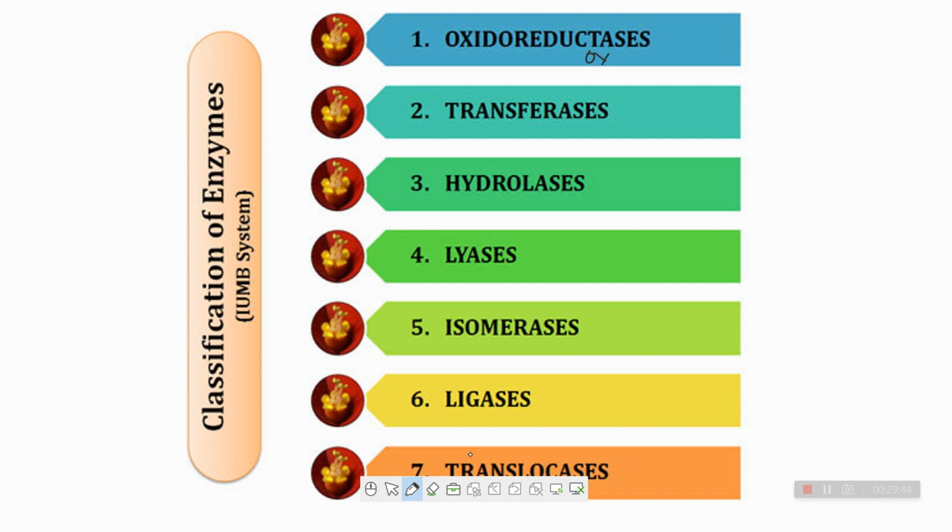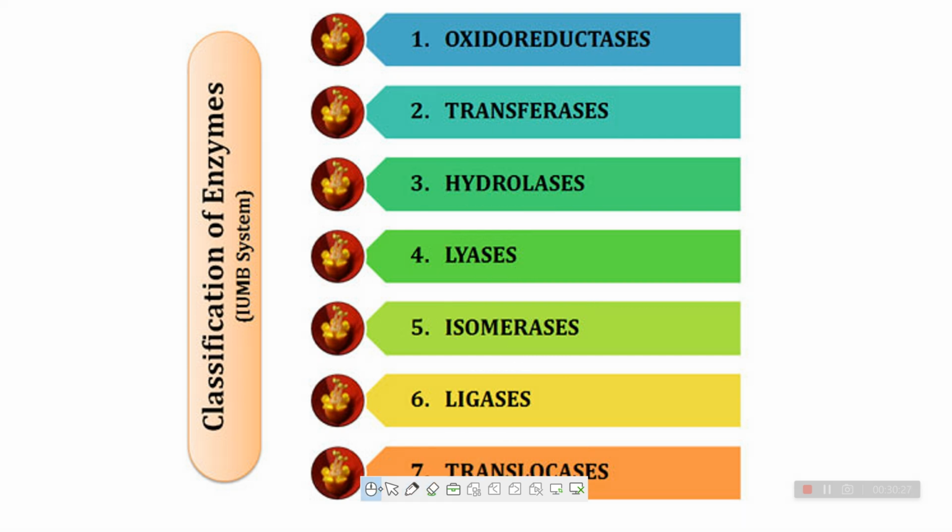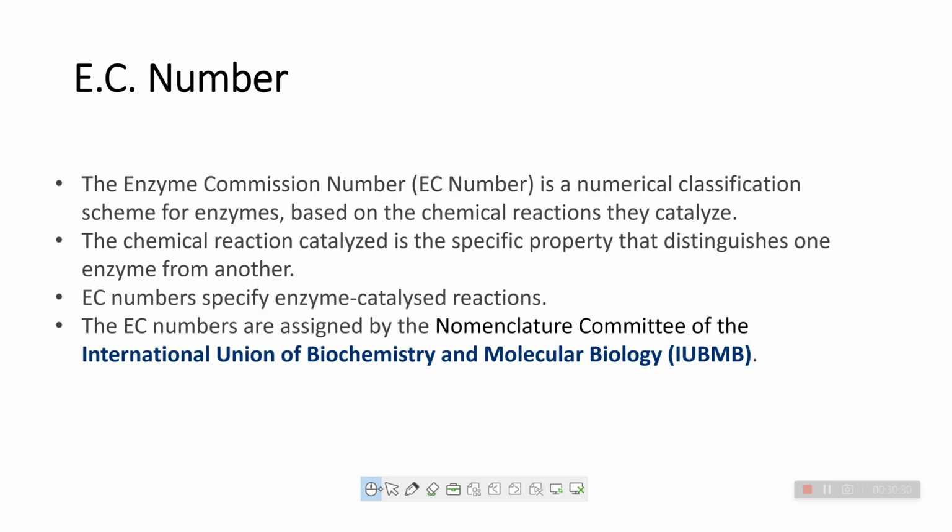Oxidoreductase means oxidation and reduction: enzymes which help in oxidation-reduction reactions. Transferase means the enzyme helps in the transfer of one substrate to another substrate. Hydrolase is breaking with water molecules. Lyase also helps in breakdown. Isomerase is conversion of one structural form to another structural form. Ligases are joining. Translocases translocate the substrate from one place to another place.